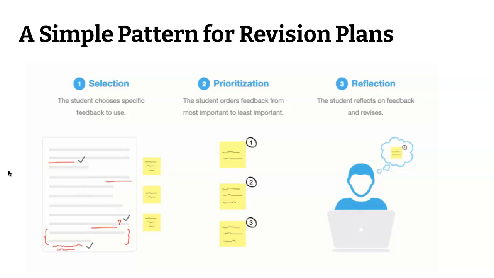So a simple pattern for revision plans. Once you've chosen the specific feedback, so this is after your partner has given you their feedback. When you're alone again, please look at their comments and think about them. Choose which comments you're going to address. Maybe you will fix all of them. Or maybe you don't agree with your partner on some of them and you don't want to fix it. That's fine too. So choose which feedback to use first.